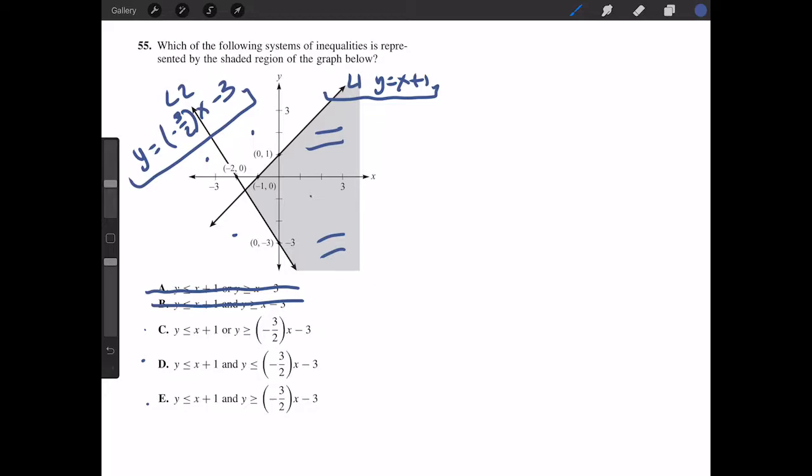Next, you can always pick a point that is inside that shaded region. Let's pick this one. That's a nice coordinate to pick. That point has an x value of 1 and an output, a y value of 0.